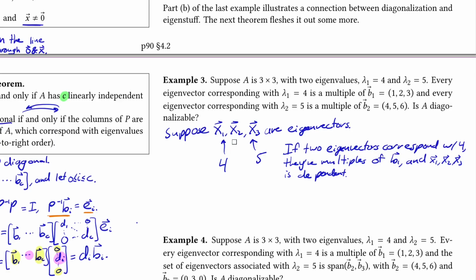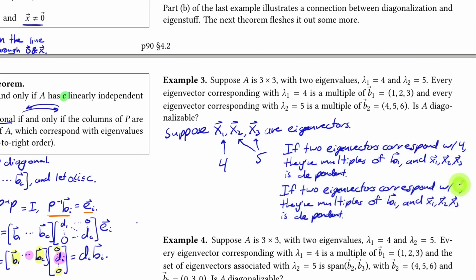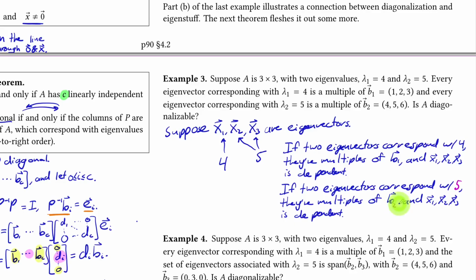And we don't know which 2 it is. Like maybe x1 and x3 correspond with 4 and x2 corresponds with 5. Who knows? Or it might be the other way around. Maybe 2 of them correspond with 5 and 1 corresponds with 4. So the same thing would also be true. They would just be multiples of b2, and having both of them be multiples of 4, 5, 6 would give you a linearly dependent set.